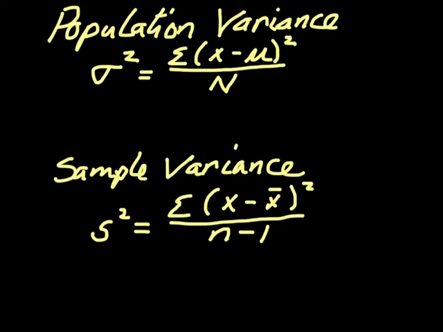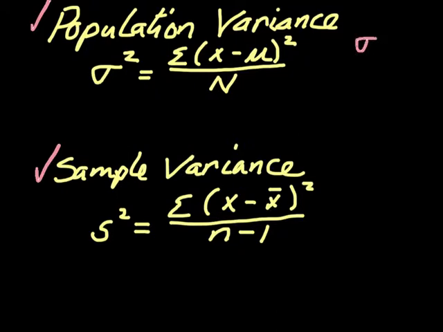The next kind of measure of variation is called the variance. We have what's called a population variance and a sample variance. If you look at these formulas, there's a little difference in notation, so I want to talk about those a little bit. The first one is the population variance.